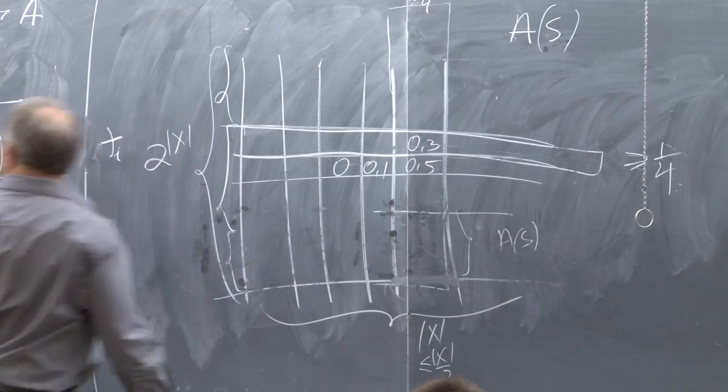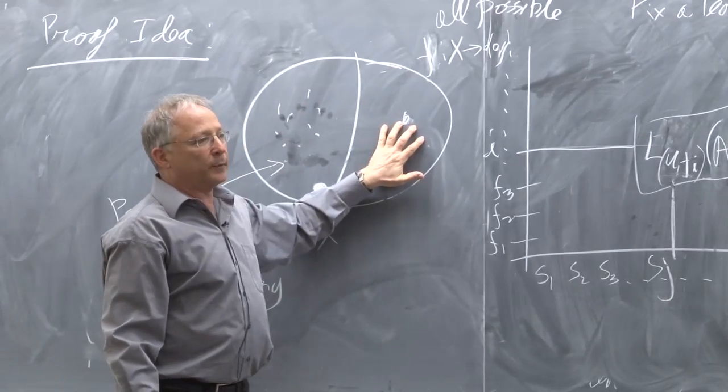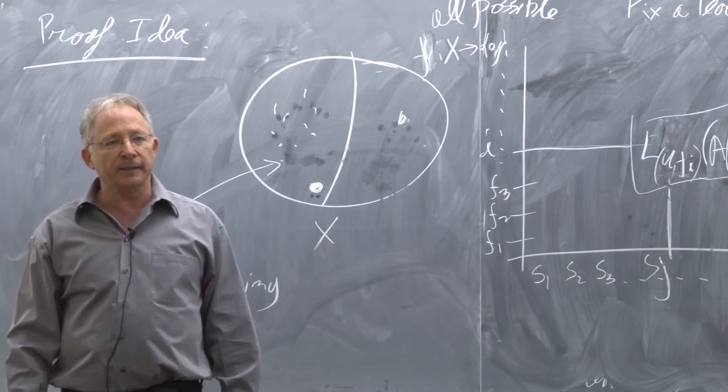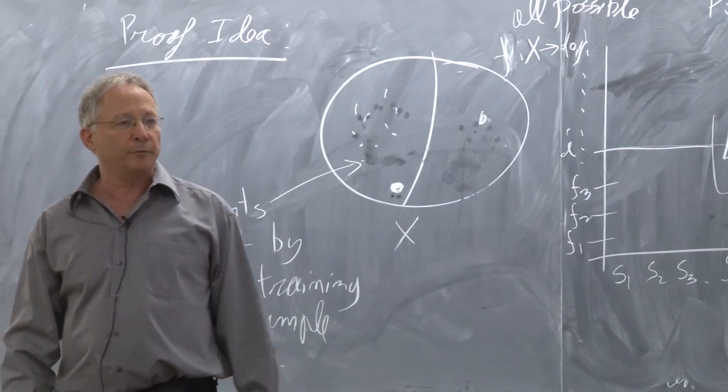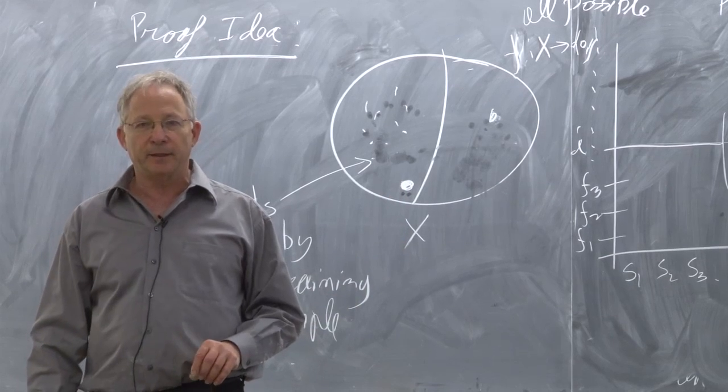So if I allow all possible functions, even if you see half the points, you cannot do very well on predicting what will happen next. OK, so this is as far as I will go with the proof of the no free lunch theorem. Are there any questions about what we did here?